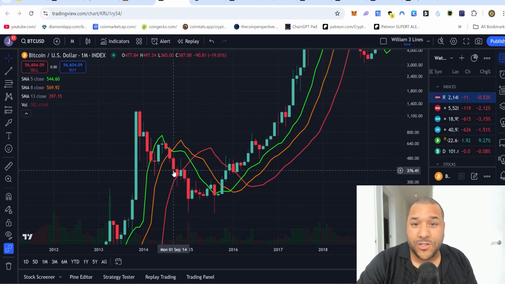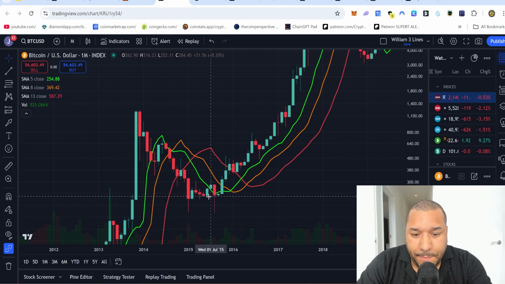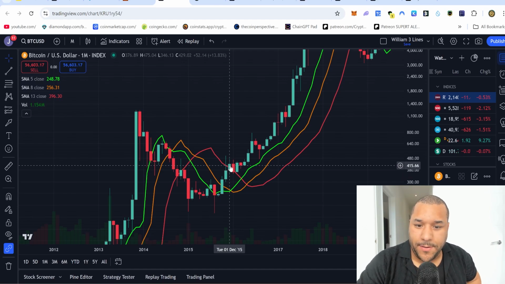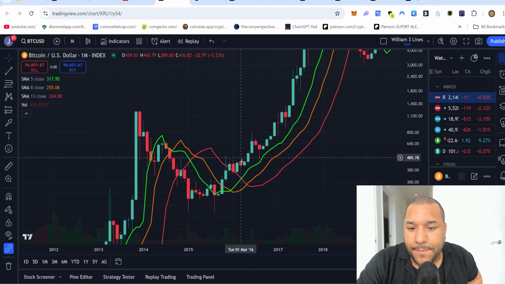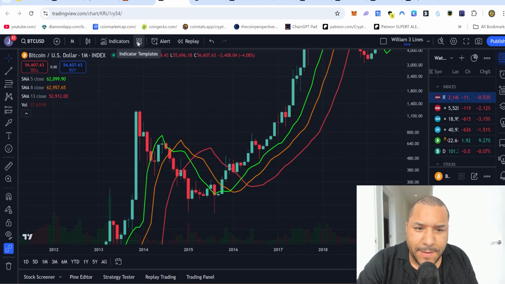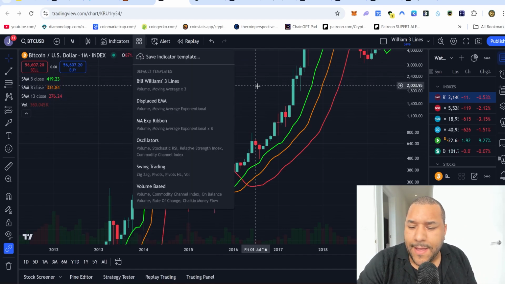Well, you can just pay attention to this, because when the price breaks above the green line and comes above the orange line and comes above the red, that's your confirmation we're now in a bull trend, because it's broken all 3 lines. We're back in a bull trend. This is the Bill Williams 3 lines. It's a powerful indicator.